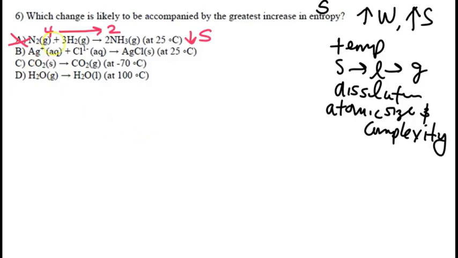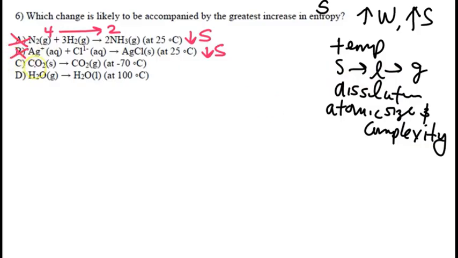Now for letter B, we have Ag plus aqueous plus Cl minus aqueous forming AgCl solid. We're going from an aqueous or liquid solution to a solid precipitate. So we are effectively decreasing our entropy. How do we know that? Well, we can go off of this factor, which is phase change. If you're going from solid to liquid, you are definitely going to be increasing entropy, but if you go from liquid to solid, you're going to be decreasing your entropy.